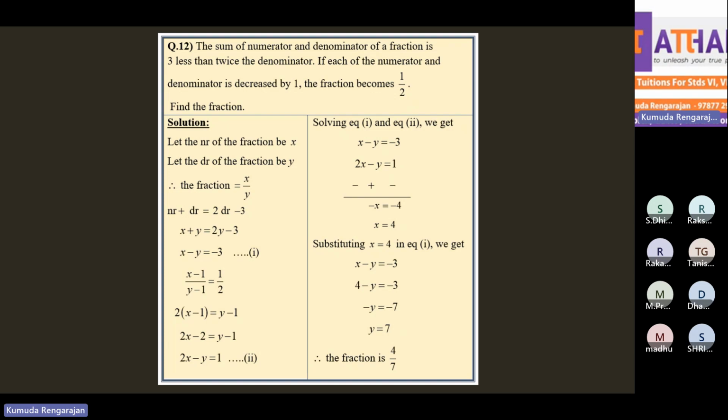The other equation is very easy. X by y is the fraction. If you subtract 1 from both the numerator and denominator, the fraction becomes how much? 1 by 2. Let's solve from here, one equation at a time. That's it, 4 by 7. This one you have to solve.